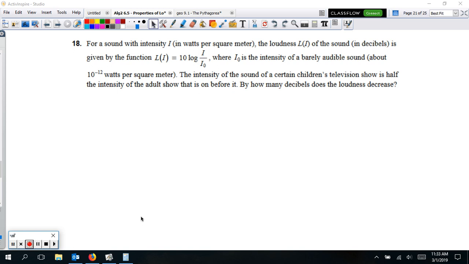The intensity of the sound of a certain children's television show is half the intensity of the adult show that is on before it. By how many decibels does the loudness decrease? So first of all, you want to see that the children's television show is half as loud as the adult show. And to figure out the difference between the loudness, it says by how many decibels does the loudness decrease? So we would want to figure out the loudness of the adult show minus the loudness of the children's show, and that would give us how much the loudness decreased.